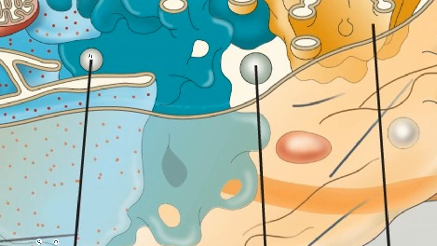This is our lysosome. Once again, this is a functional, not a structural difference. So think of Lysol, we use that to kill germs. And so your lysosomes have strong digestive enzymes that they use to break down things.